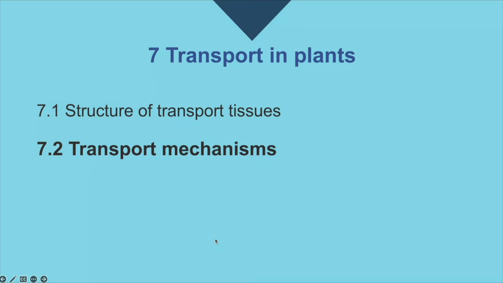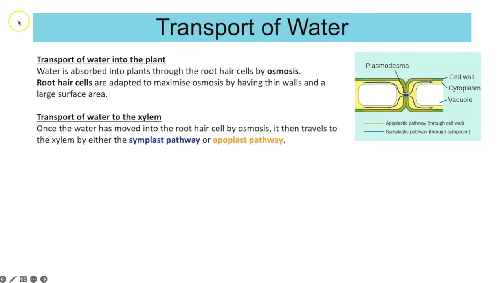Next then we have a look at the transport mechanisms. So we're going to be looking at the transport of water through a plant first of all. And water enters a plant at the root hair cells, and that is by osmosis.